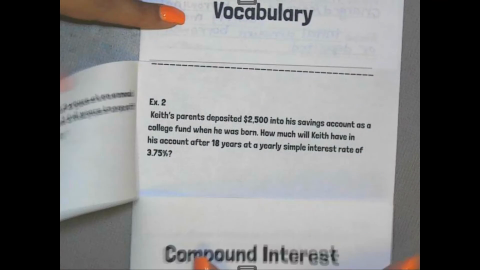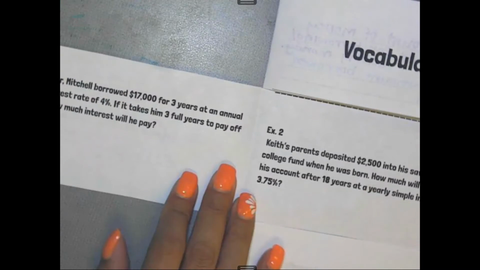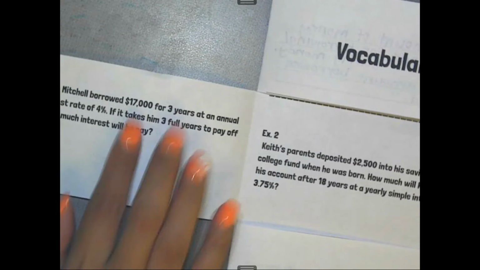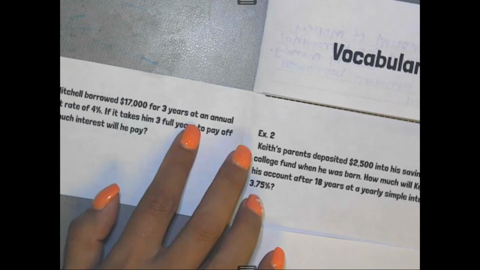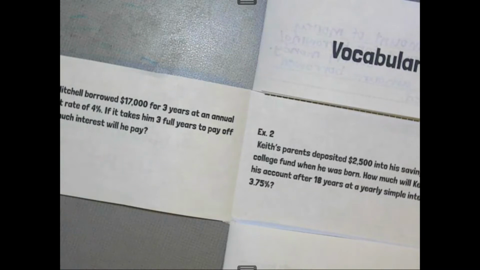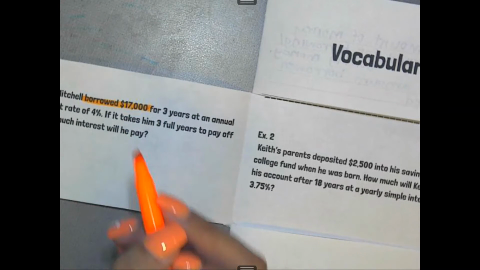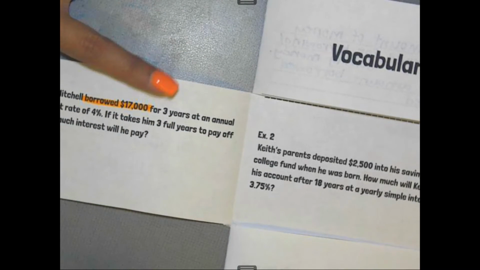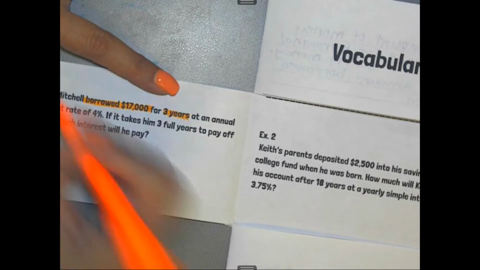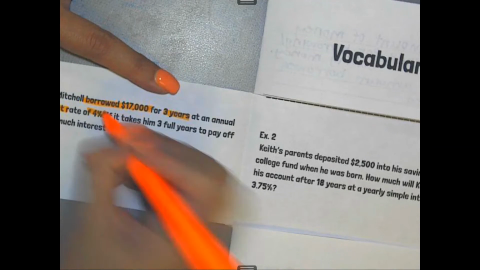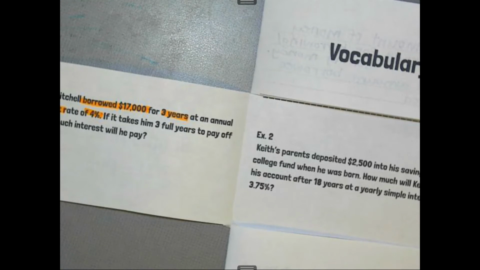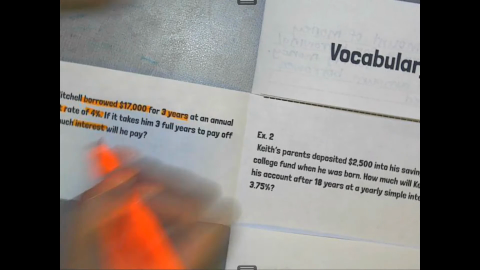And example 1, to buy a car, Mitchell borrowed $17,000 for 3 years at an annual simple interest rate of 4%. If it takes him 3 full years to pay off the loan, how much interest will he pay? So he borrowed $17,000, 3 years, simple interest, 4%. And then it says how much interest.